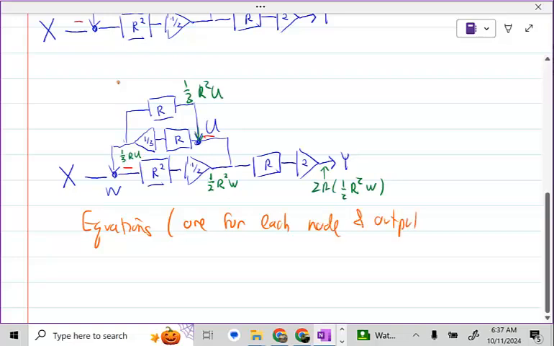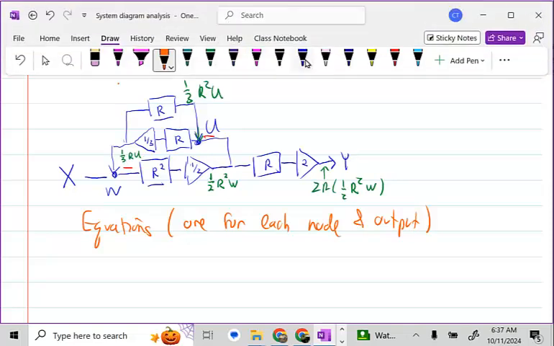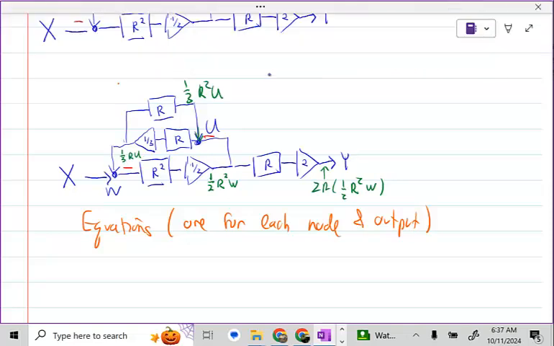And that way I'll be able to eliminate all the node variables. All right. So what about W? Well, I really have two inputs into my W node. I have from X, and I also have from here. So I have W equal to X, and there's a minus, remember the minus, minus 1/3 RU. Okay? So that's for my first node.